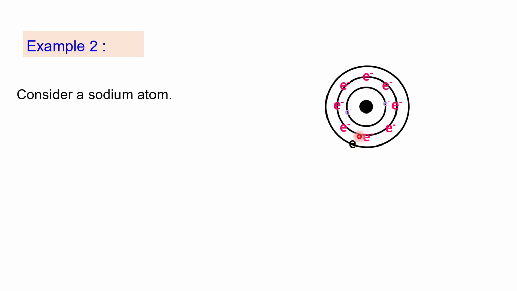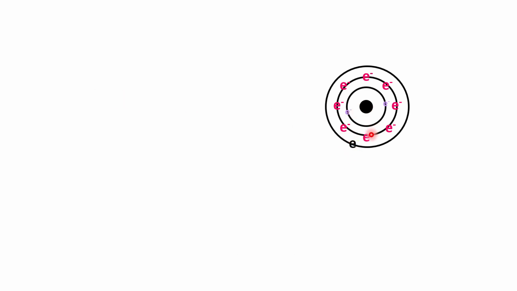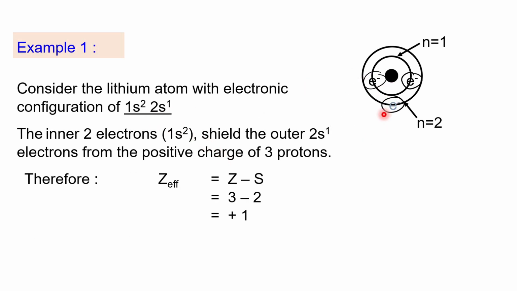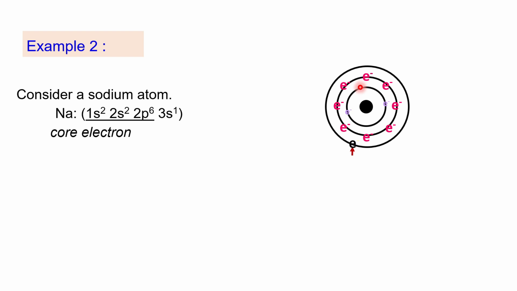So the second example, we have sodium. The difference between sodium and lithium: lithium has 2 shells, n1 and n2, while sodium has 3 shells, n1, n2, n3. This just refers to the proton number. So for sodium, there are 11 protons, with configuration 1s2, 2s2, 2p6, 3s1.